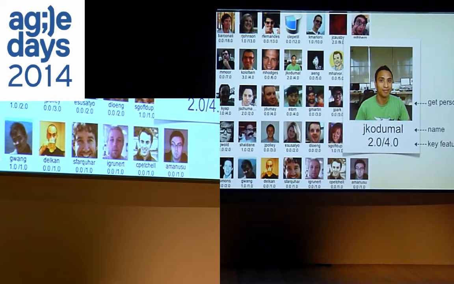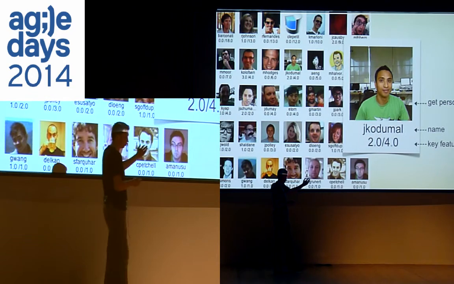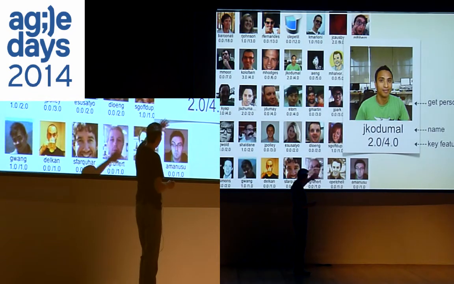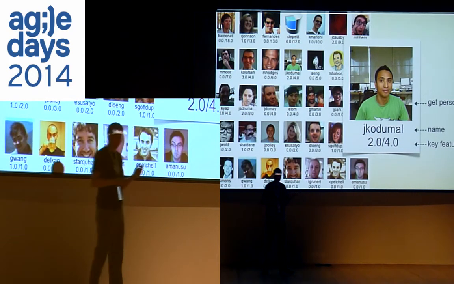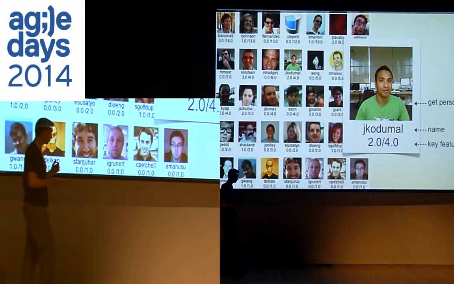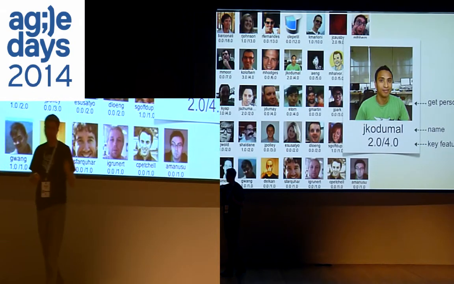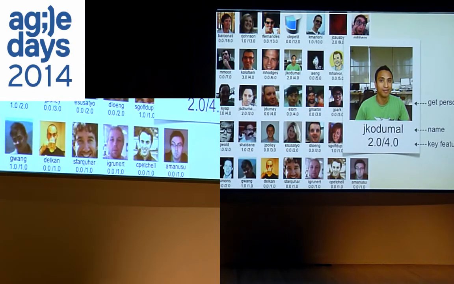We are trying to get personal here. Below the picture, we also have his name, so that helps us to connect with him. And we also have some numbers at the bottom. Just to explain to you, these are the key feature usage. The number on the left represents the number of notifications received by the user. And the number on the right represents the number of tasks created by the user in that feature.